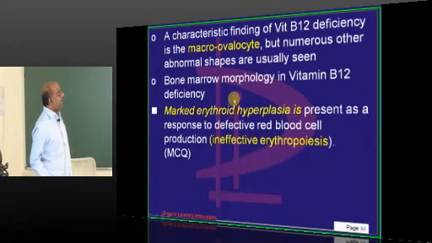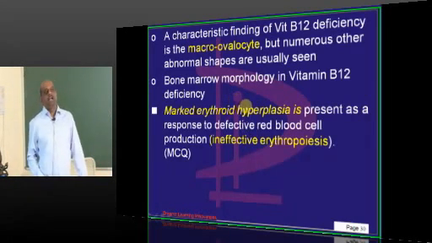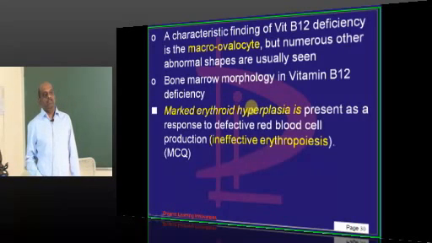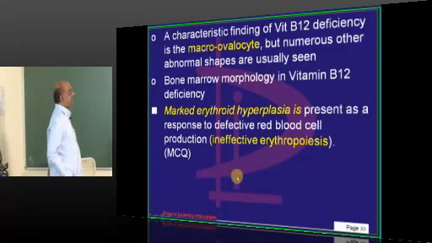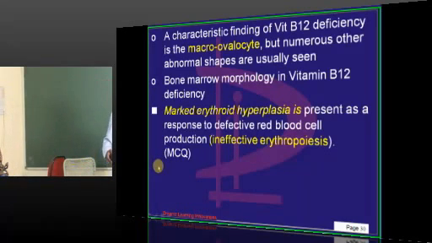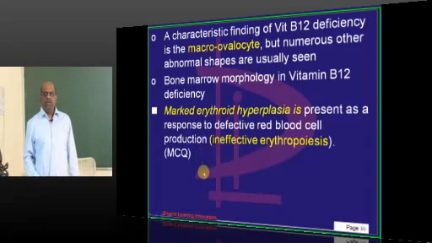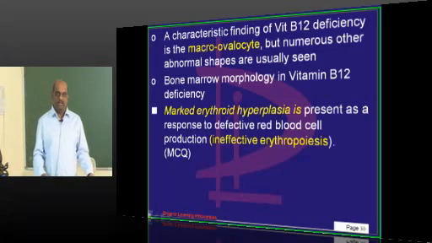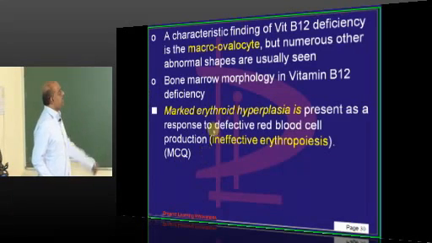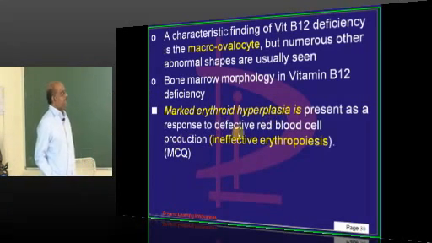So what is the important characteristic finding, doctor, in the peripheral smear? Macro-ovalocytes and hypersegmented neutrophils are the two important types of cells you need to remember. Then if you do bone marrow in vitamin B12 deficiency, what will you see and what do you expect? Basically what will the bone marrow do? Whenever there is anemia, it will try to compensate by increased proliferation. So a marked erythroid hyperplasia will be present.